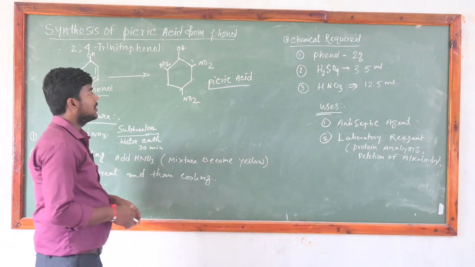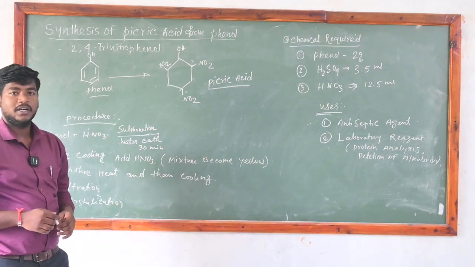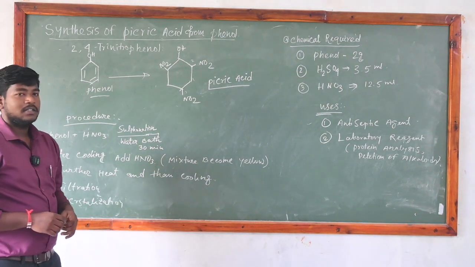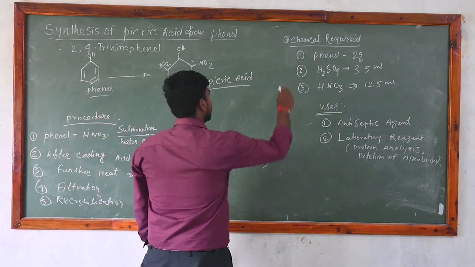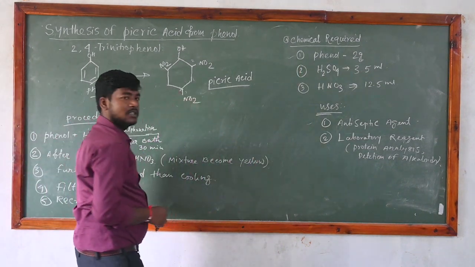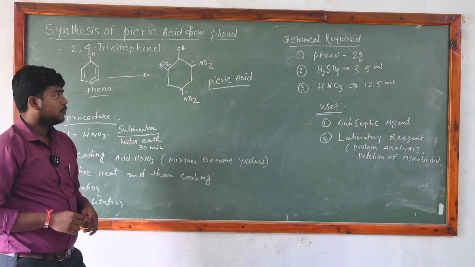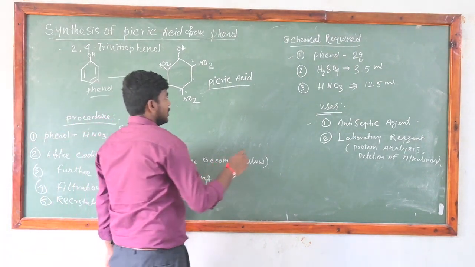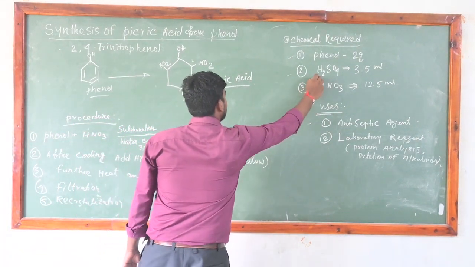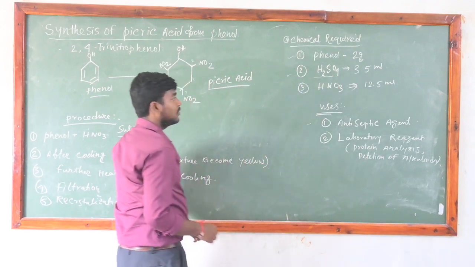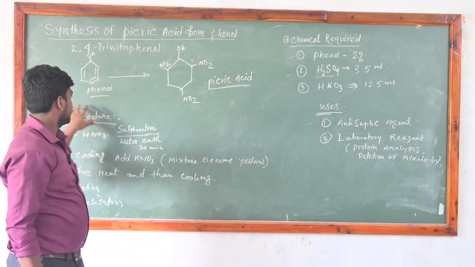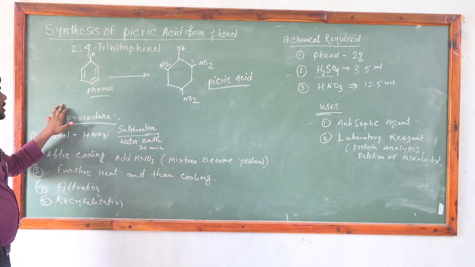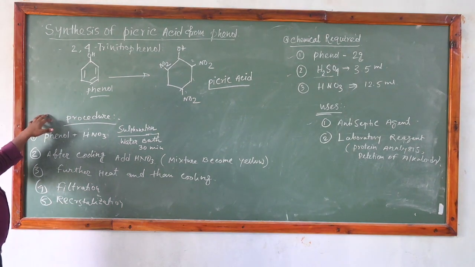So while performing the synthesis procedure, we need various chemicals. The main chemical we require is phenol, 2 grams of phenol, and two other chemicals are required, that is concentrated sulfuric acid and concentrated nitric acid. So we will discuss step by step how we can perform the synthesis of picric acid.